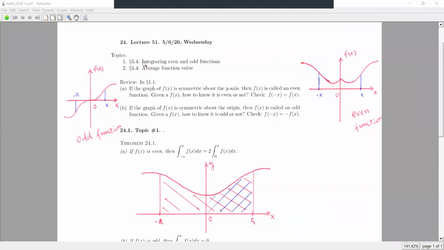Session 5.4, two topics today. Topic 1, integrating even and odd functions. Topic 2, average function value.